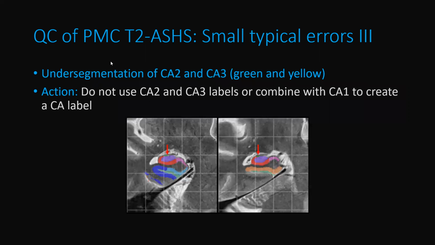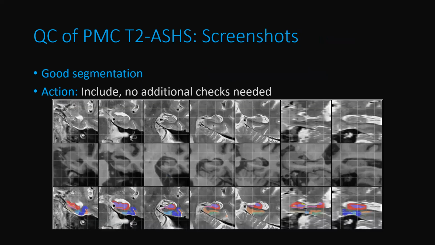What is a bigger problem is the systematic undersegmentation of CA2 and 3, which I think happens in most of the cases. So there should be a green and a yellow label here, but there's not. I would recommend to not use CA2 and CA3 labels in the PMC atlas, or combine them with CA1 to create a CA label. But that, of course, really depends on your research question.